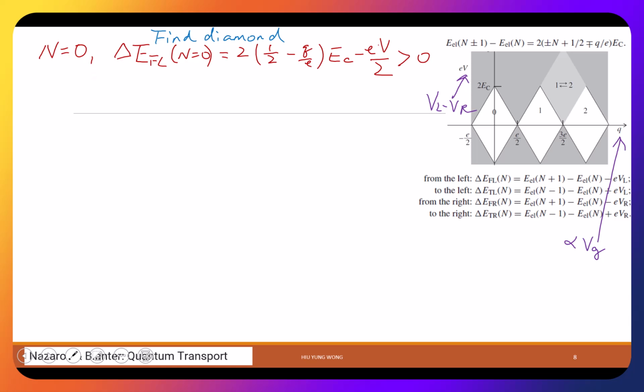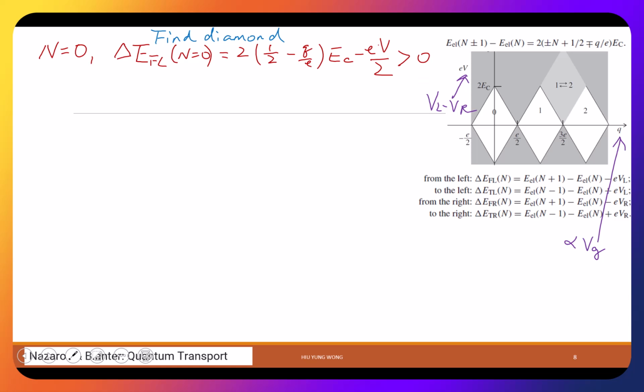To have Coulomb blockade, I need the change of energy to be larger than 0. At low temperature, it means I cannot do it because I cannot get energy from elsewhere. Then how can I do something to increase the energy? Okay, so I have this one.